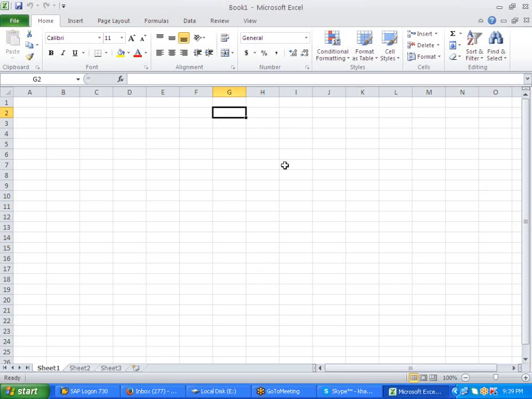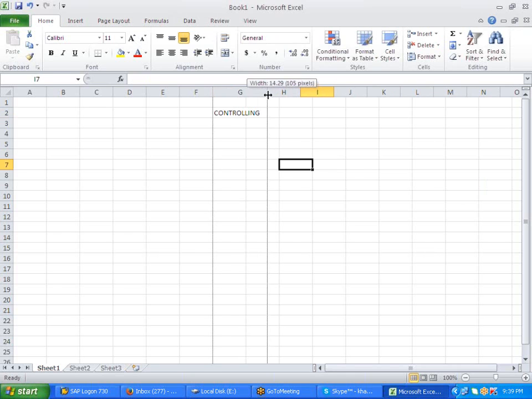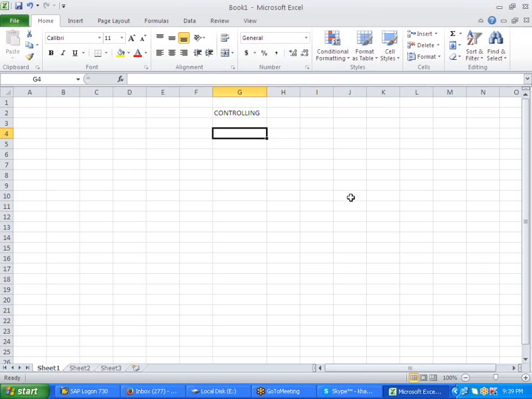So let's start from the basic level. So what are we here for? Controlling. So what is controlling all about? Mohammed, can we say it is all about cost accounting? Yeah, you need the subcategories of controlling. What does cost accounting mean?